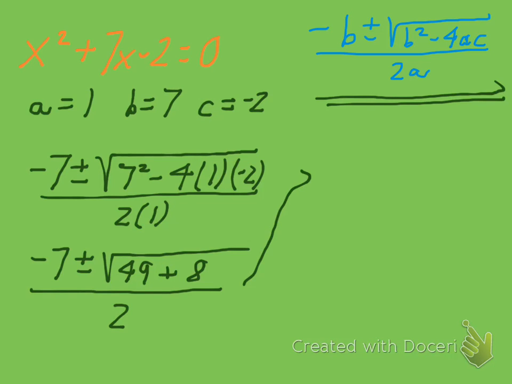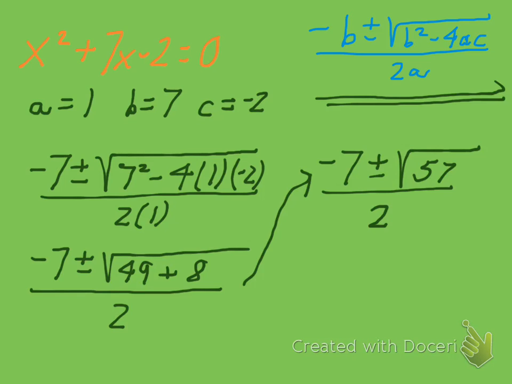So I'll go over here. The negative 7 stays, plus and minus. Now the 49 and 8, I have to add those first and get 57. And that's all over 2. Now, crazy, so not much better, is it? Here we go. So, third time's a charm. So negative 7 plus or minus the square root of 57 over 2.